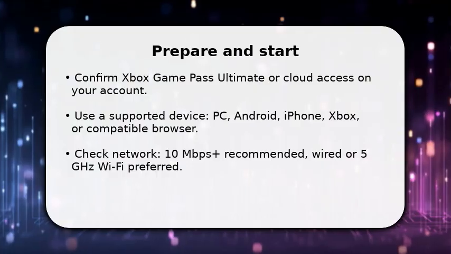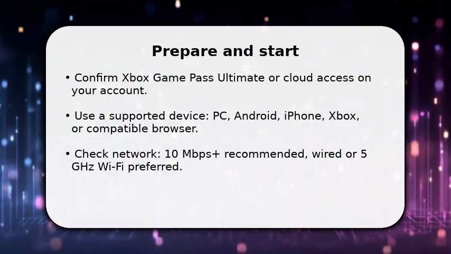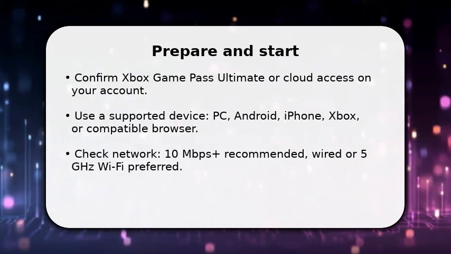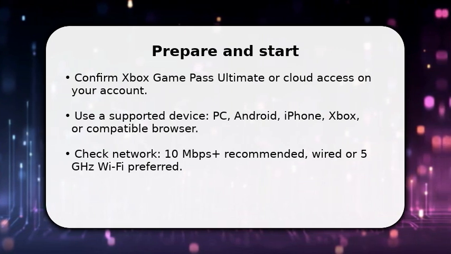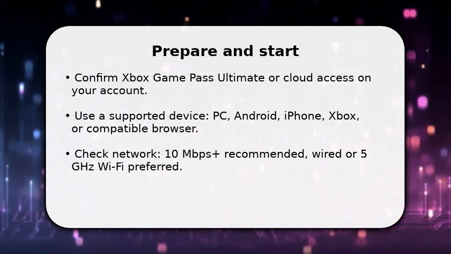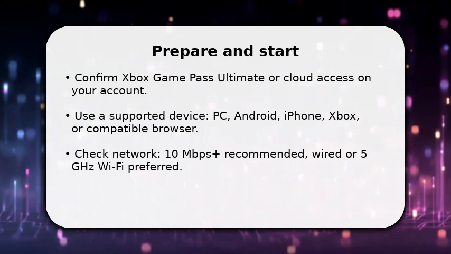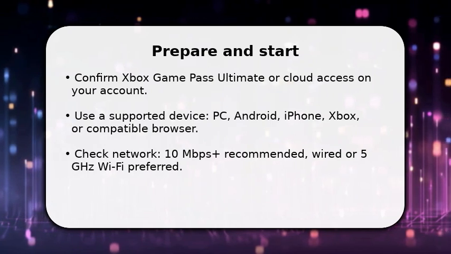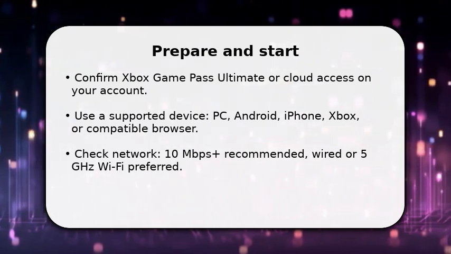You begin by confirming your Game Pass Ultimate or Cloud entitlement and signing into the correct Microsoft account. This ensures authorization. Next, pick a supported device and update its browser or app so streaming codecs match. Connect to a fast network, wired Ethernet or 5 GHz Wi-Fi gives stable bandwidth.